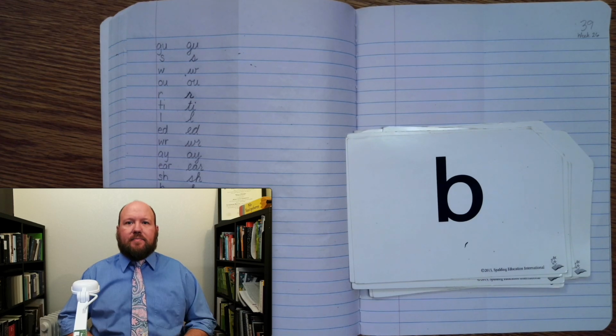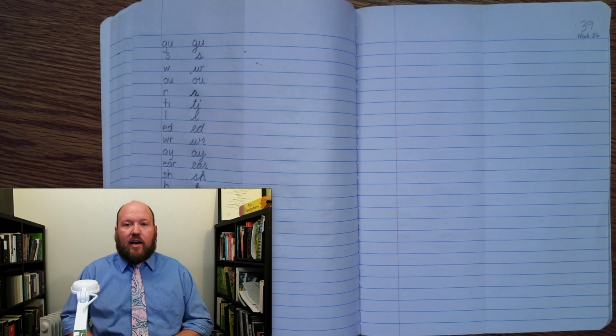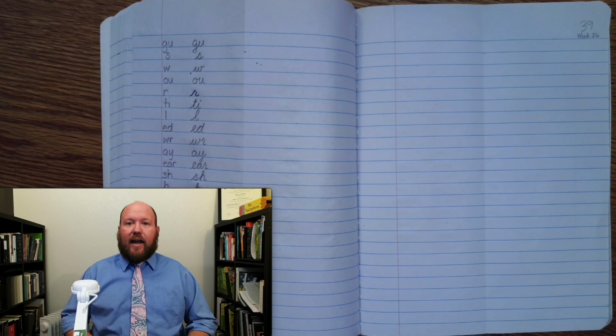B. All right, now, this time through, we're going to say all of the sounds, followed by the cues if they have one. Also, if there's a rule, having your hits, you can say it with me when I ask. Here we go.